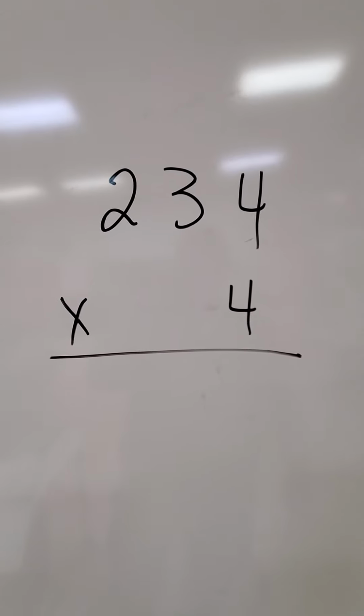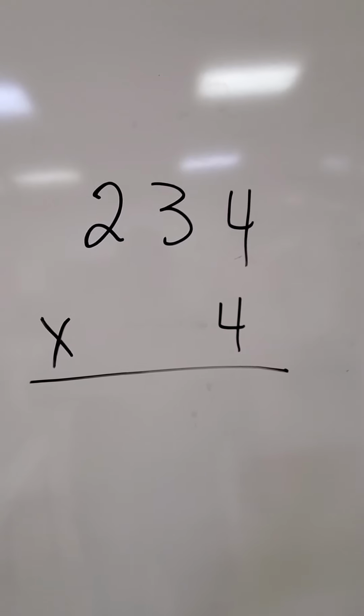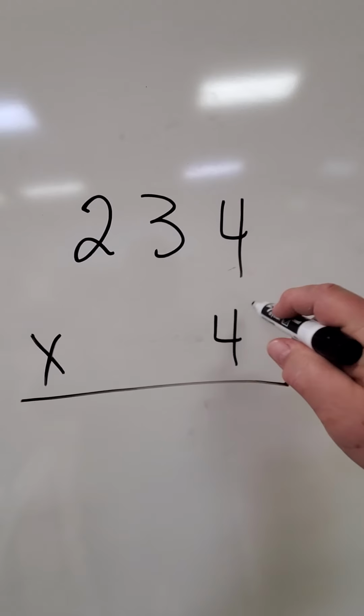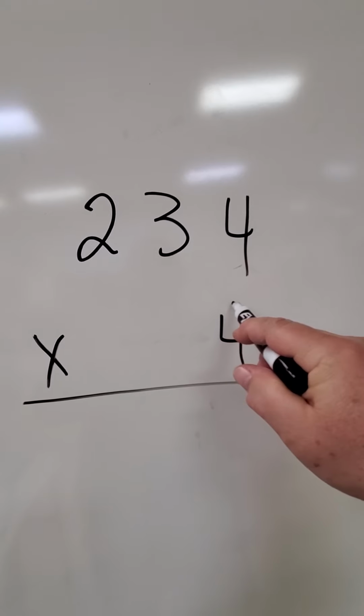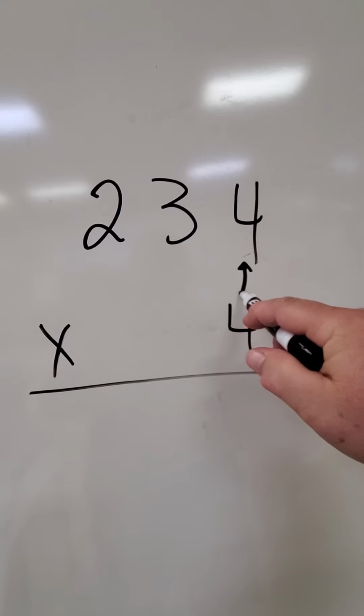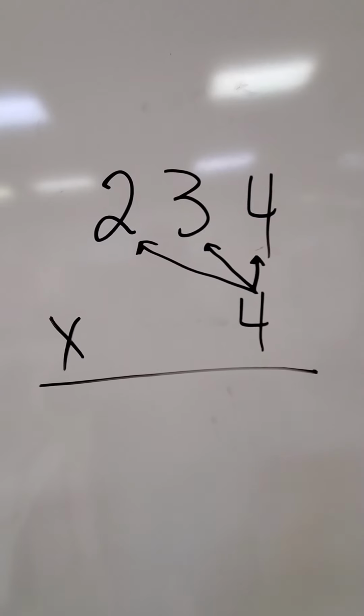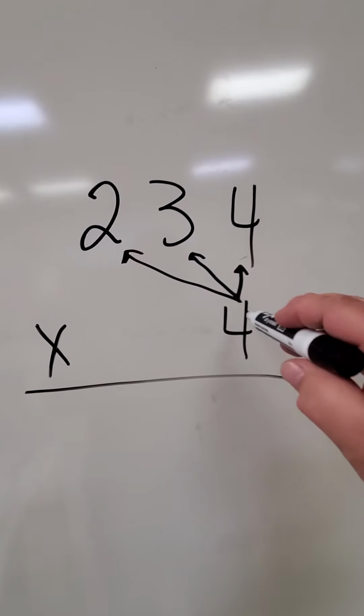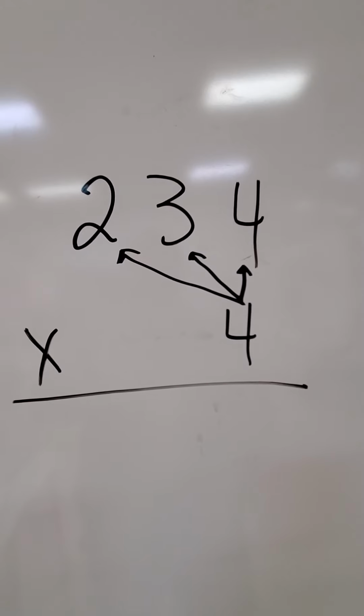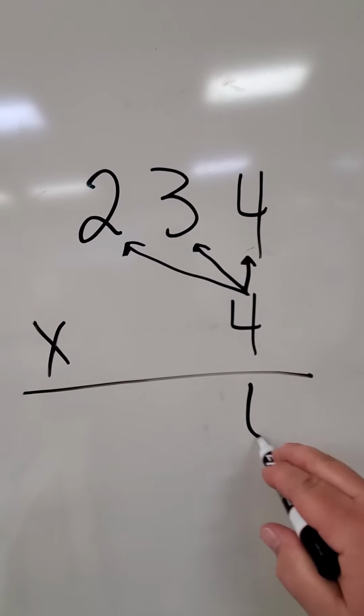So in this multiplication, what you want to think about doing is starting with the number on the bottom, 4, and you're going to multiply this number times each number in the top of the equation. So we're going to start with the first one, and we're going to work on 4 times 4. 4 times 4 is 16.